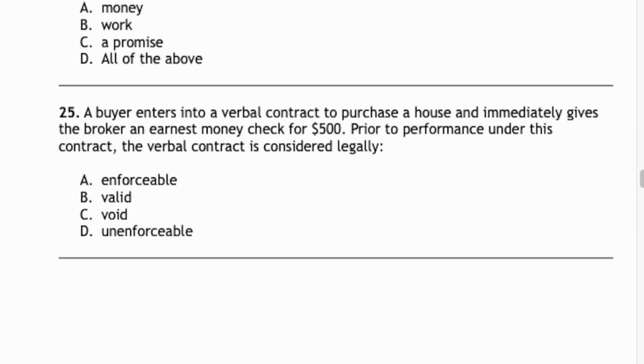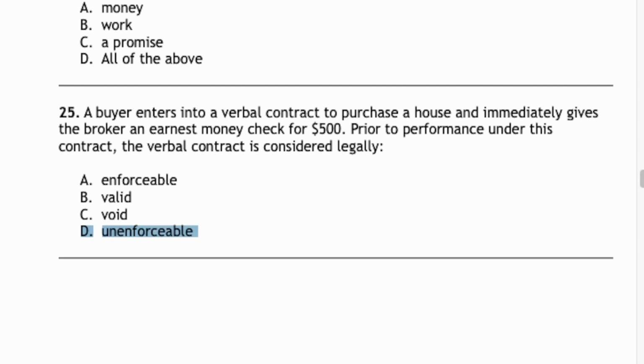A buyer enters into a verbal contract to purchase a house and immediately gives the broker an earnest money check for $500. Prior to performance under this contract, the verbal contract is considered legally A, enforceable, B, valid, C, void, or D, unenforceable. That is such a tough question because it's like, is it void? Is it unenforceable? Aren't those two kind of the same thing? Well, the answer is D.